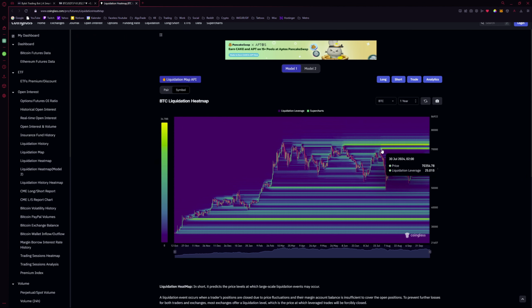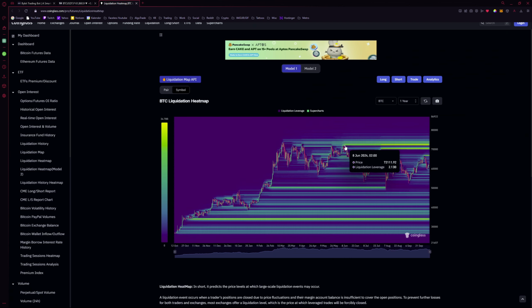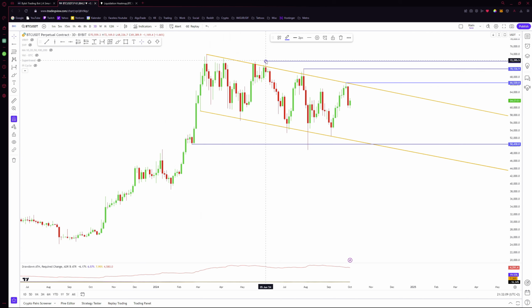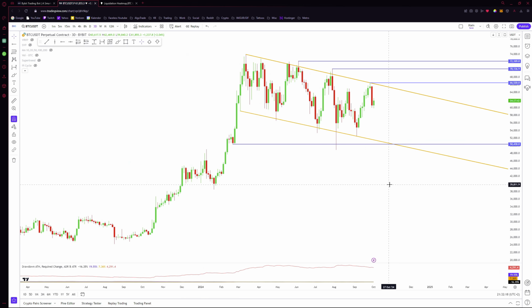Then again, the swing high before that, around 70K, we have lots of liquidations again. And then, obviously, to no one's surprise, right around the all-time high, around 72, 73 to 74,000, we have again lots of liquidations. So again, we are combining the downtrend channel with the liquidation heat map.